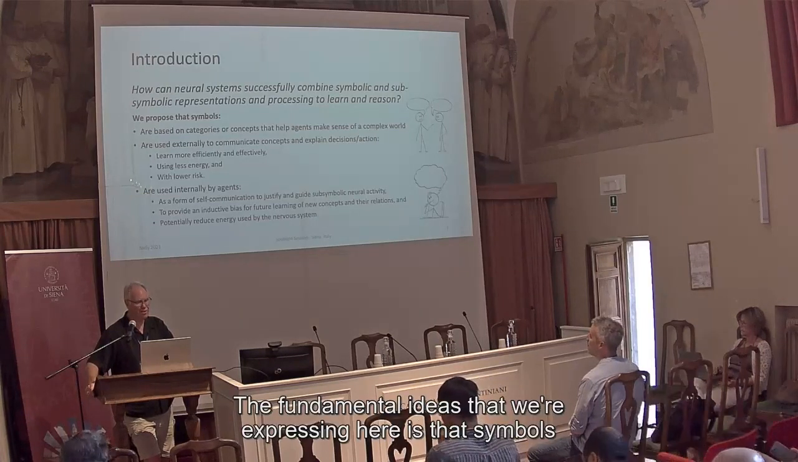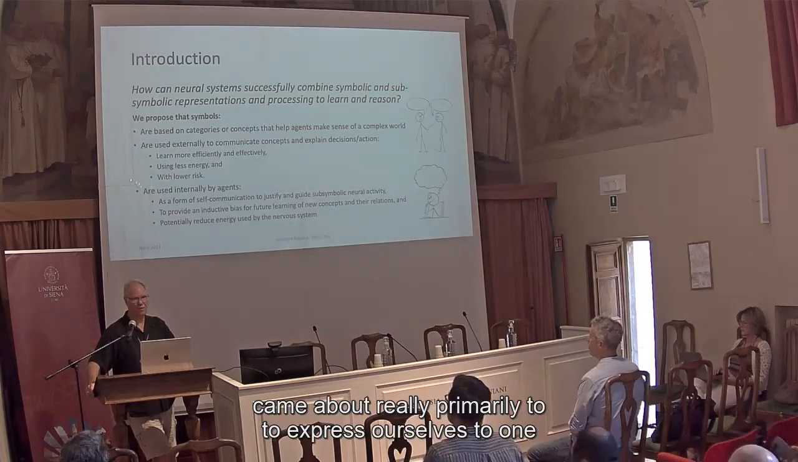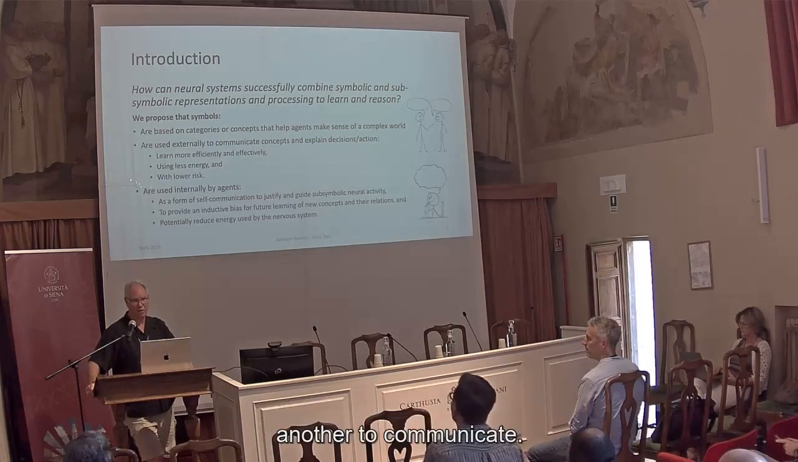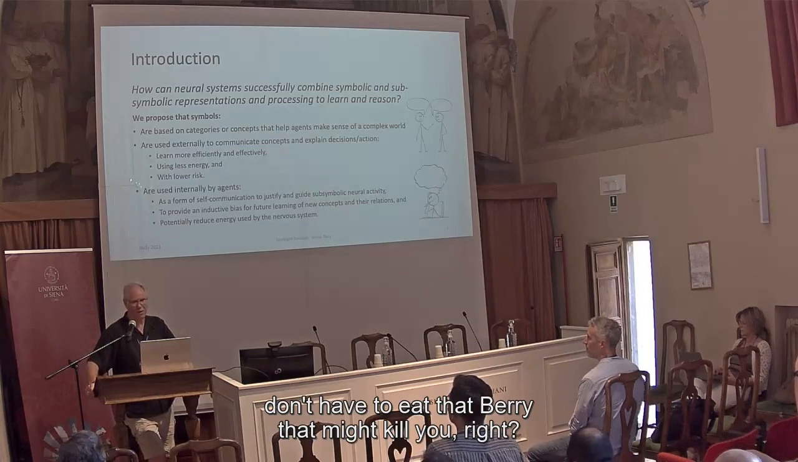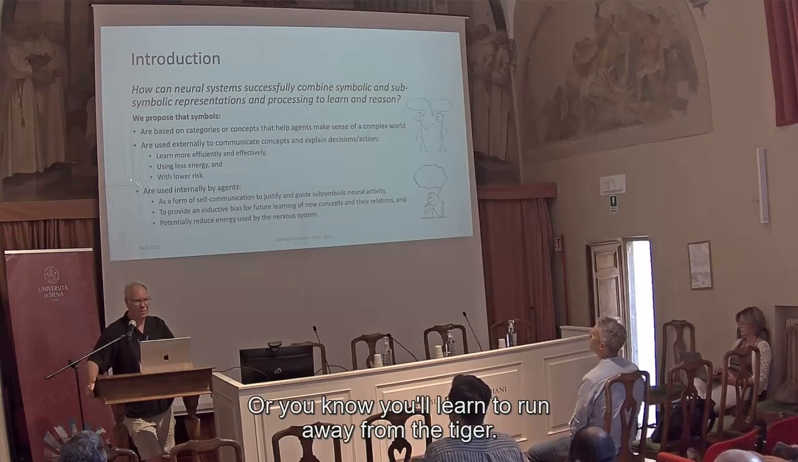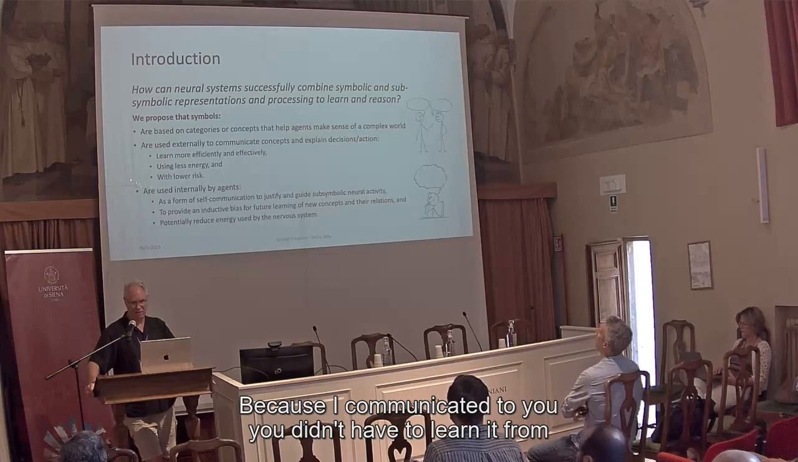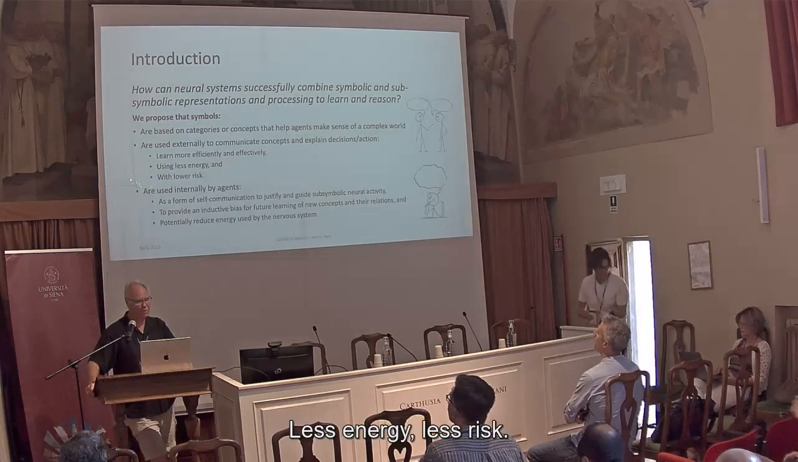The fundamental idea that we're expressing here is that symbols came about primarily to express ourselves to one another, to communicate. Evolution found that was a good thing because it means that you don't have to eat that berry that might kill you, right? Or you'll learn to run away from the tiger because I communicated to you. You didn't have to learn it from experience: less energy, less risk.